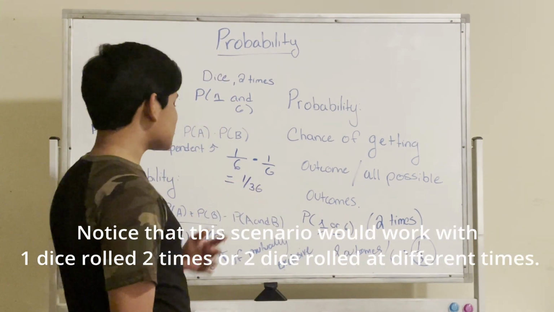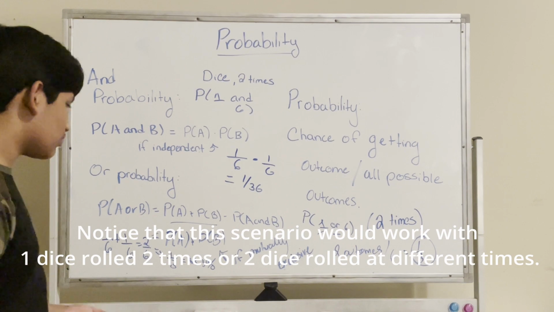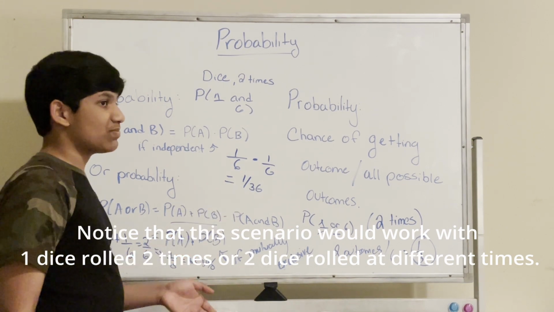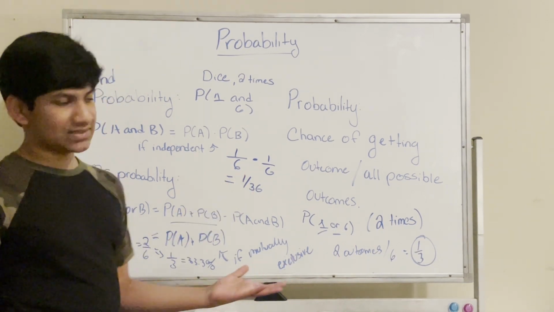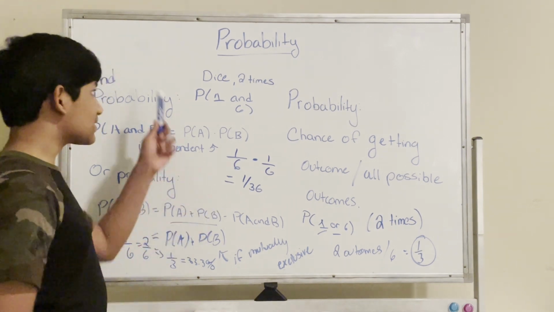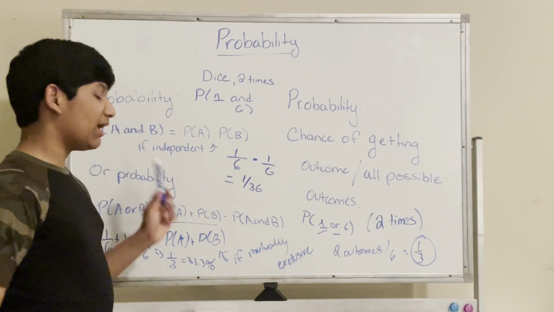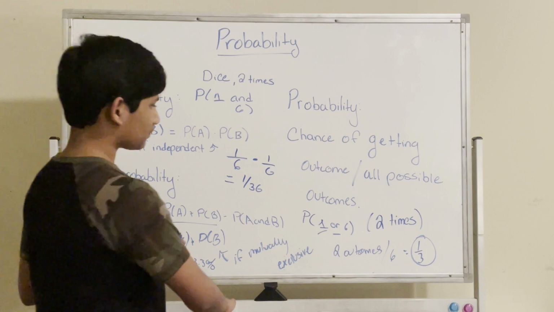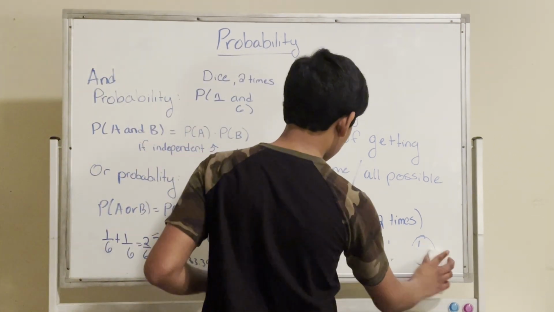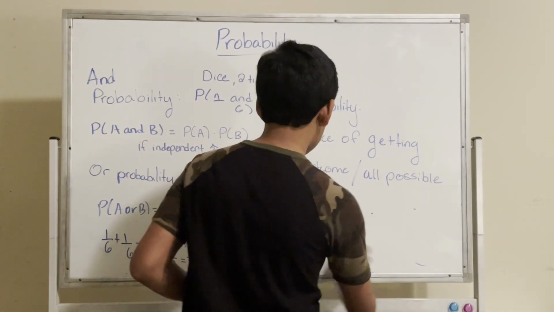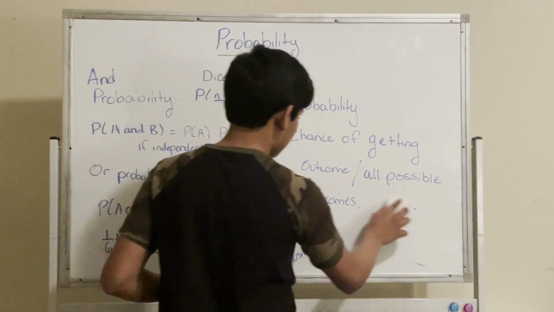So if we get this, it is not going to be 33.3% because it's 1/3. Now we have to multiply this by 1/12 to get 1/36. Okay. So this is a simple problem of and or probability. Now let's talk about the difference between probability and odds before we end this video.